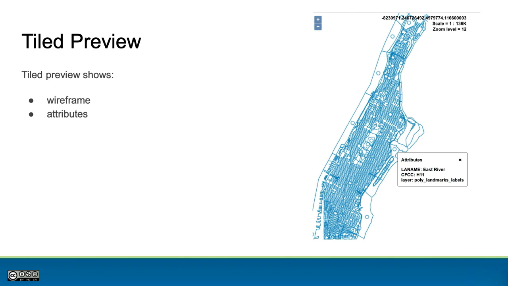Now this shows up as a wireframe, and if you click on it, you can see the attributes that were gathered up for that vector tile. So that sounds all very well and easy, but I talked about feature coalescing and a bunch of other things earlier. How do you go about configuring that?